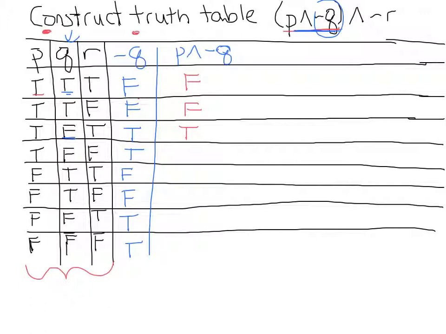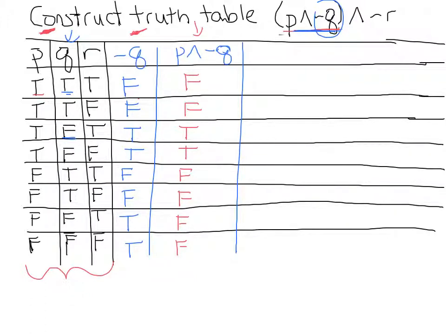In our next one we have true and true. That means it's going to be true. False and false. False and false. False and true. False and true. Okay, so again, this statement here is only true if both P is true and not Q is true. Now let's move on.